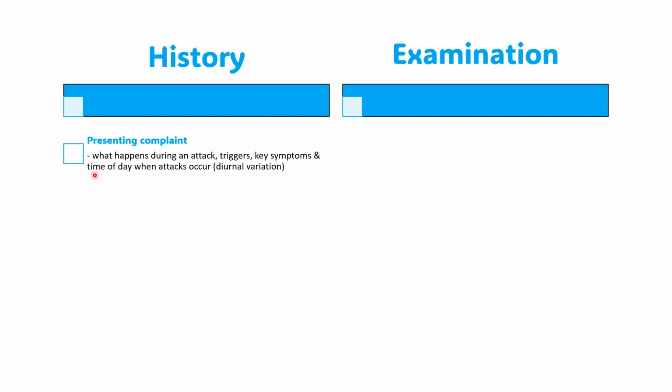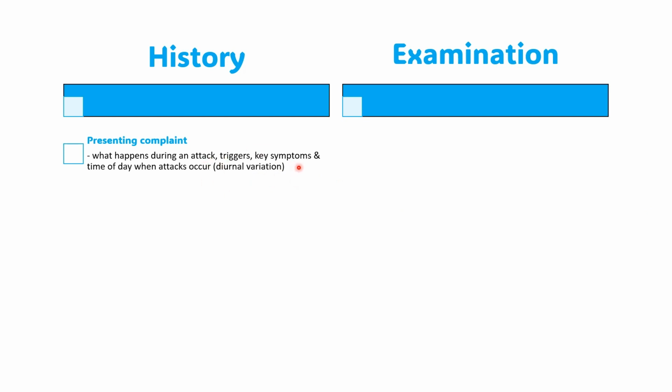So when is the patient's asthma worse? Okay, and this is known as diurnal variation. Diurnal variation just means that the symptoms vary throughout the day and the night, and this might even cause some sleep disturbance too, which isn't particularly pleasant for patients.